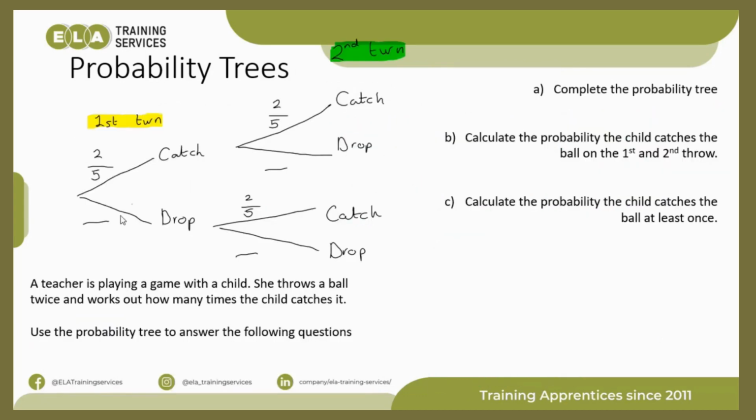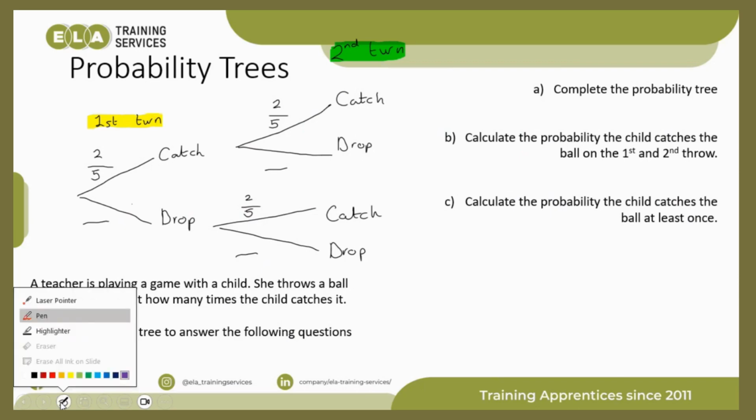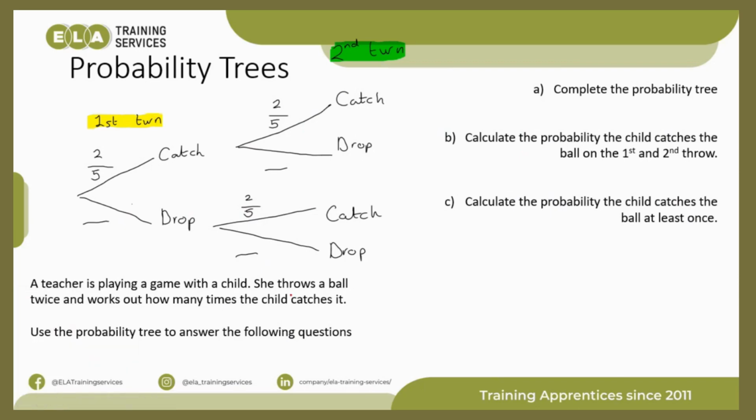Okay, let's now have a go at our final problem question. So a teacher is playing a game with a child. She throws the ball twice and works out how many times a child catches it. Use the probability tree to answer the following question. So our first one is complete the probability tree. So on the first turn they catch, but then they drop. So if it's 2 out of 5 for catch, it's then 3 out of 5 to drop because they add up to 5 out of 5, which is a whole. Then we can just fill that in now. And that is our first step done.